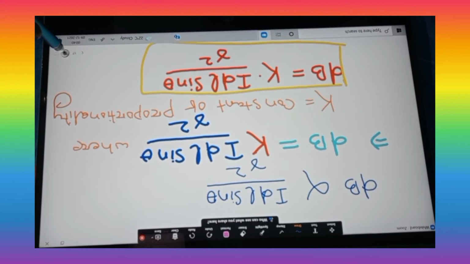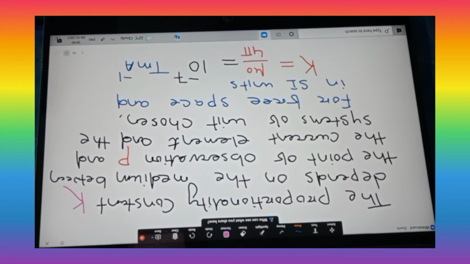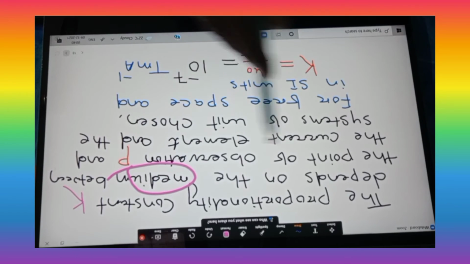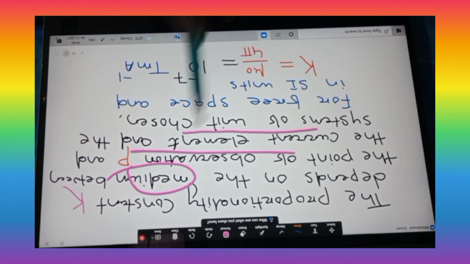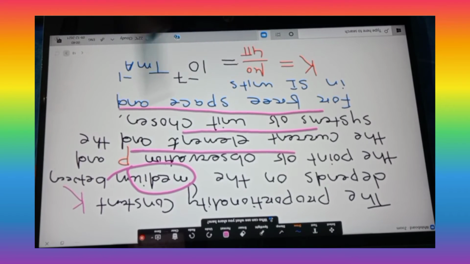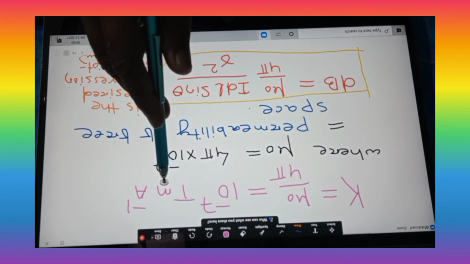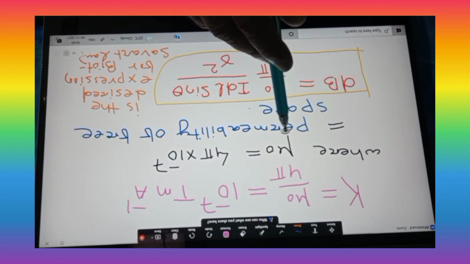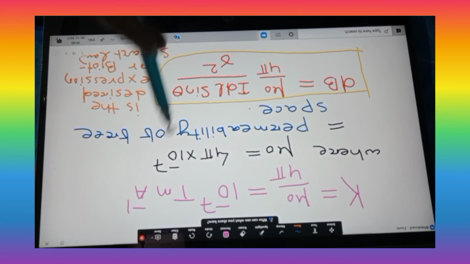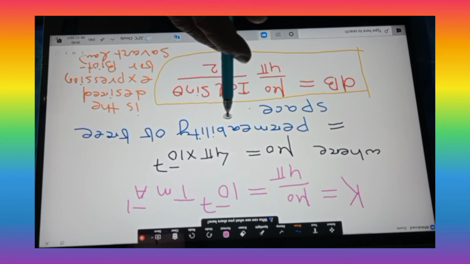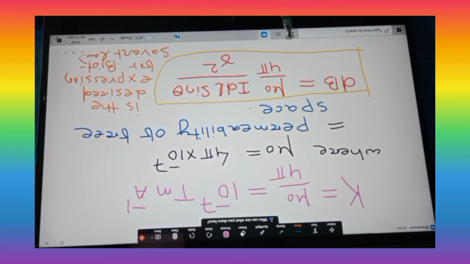What is k? Here k is the constant of proportionality, which depends upon the medium between the point of observation and the current element, and the system of units chosen. So for free space, the SI value of k is mu 0 upon 4 pi, which is equal to 10 to the power minus 7 Tesla meter per ampere, where mu 0 is equal to 4 pi into 10 to the power minus 7, known as the permeability of free space.